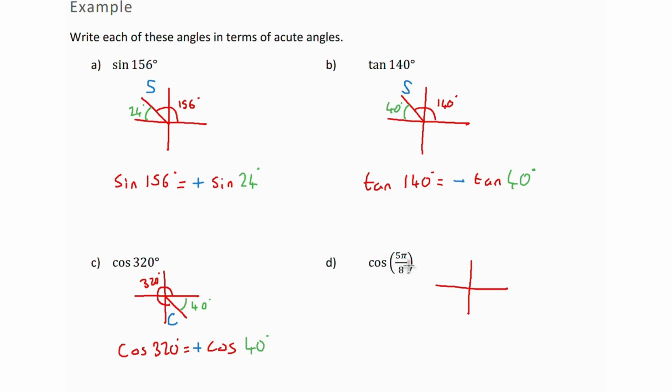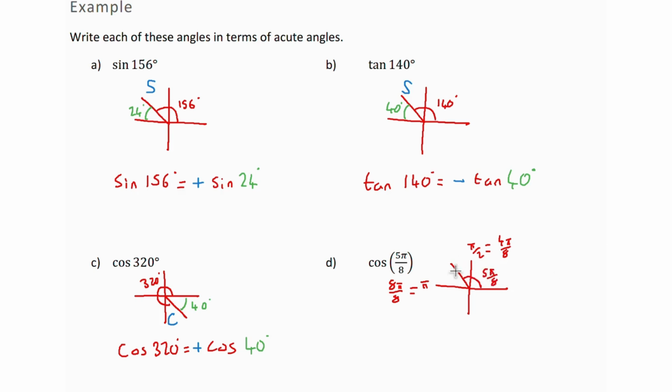Finally, cos of 5 pi by 8. Now we've moved into radians. Where is 5 pi by 8? Well, remember that this is pi by 2. This is pi. Pi by 2 would be 4 pi by 8. And pi is equal to 8 pi by 8. So 5 pi by 8 is somewhere between them. So 5 pi by 8 is up in this quadrant here.